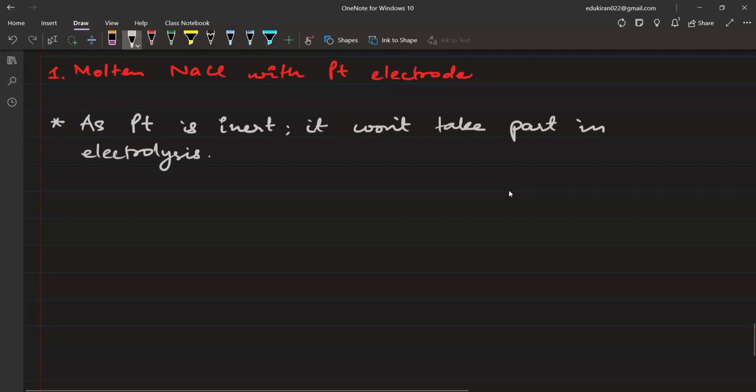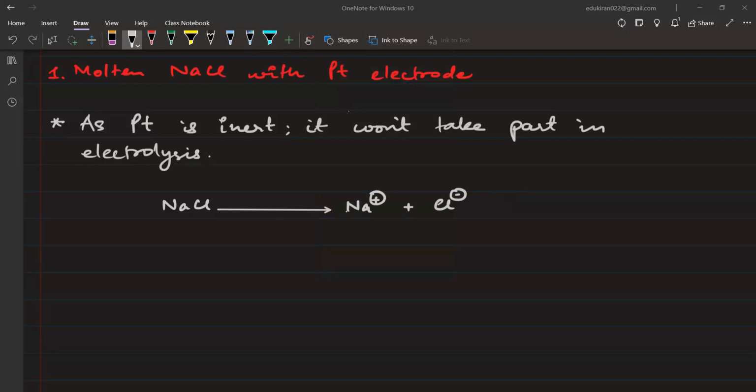ठीक है, सबसे पहली बात थी. Now NaCl solid नहीं, sorry, molten है यहाँ पे. NaCl molten is going to split into Na positive and Cl negative, right? Now tell me guys, do we have any other species here? Molten NaCl में हमने NaCl लिया, NaCl को melt कर दिया. So will we have any other species? Water तो नहीं है ना यहाँ पे. No water, right? यहाँ पे पानी नहीं है. Molten मतलब NaCl लिया and we heated it so much that it got melted.